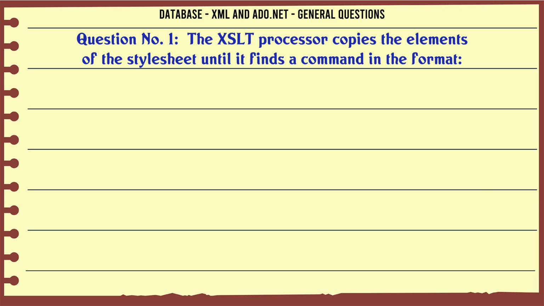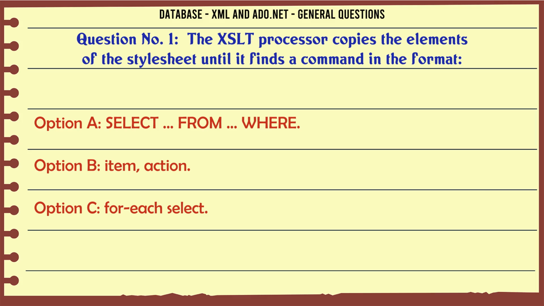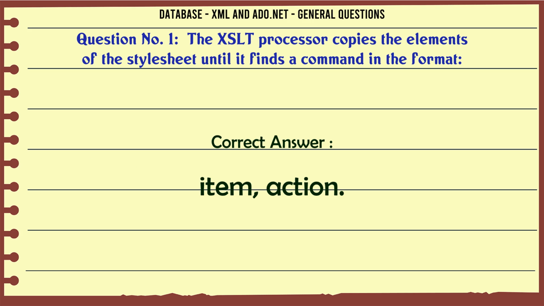The XSLT processor copies the elements of the stylesheet until it finds a command in the format A. Select from, where, B. Item action, C. For each select, D. HTML. The correct answer is item action.